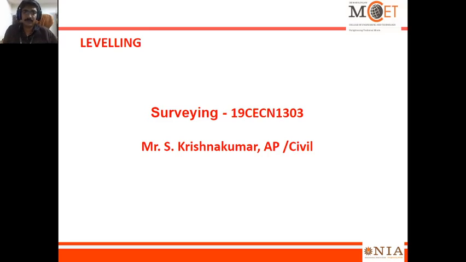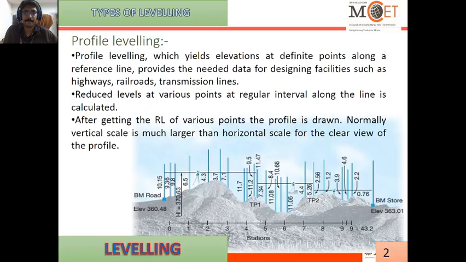Hello friends, we are going to continue the next portion of the leveling, that is profile leveling and reciprocal leveling. These are the types of leveling. Already we have seen what profile leveling is in the previous videos. Profile leveling yields elevation at definite points along a reference line.